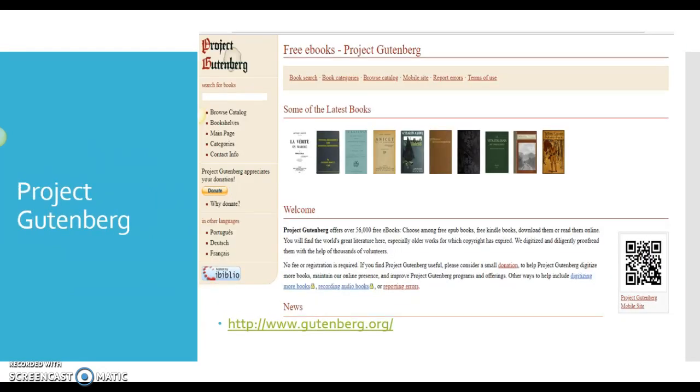One of my favorite ones is called Project Gutenberg, and it has full text books online, usually books where the copyright has expired. So there's a lot of older books, and they've been digitized and are able to be read online. So it's a great source for looking for maybe fiction work or older classic literature.